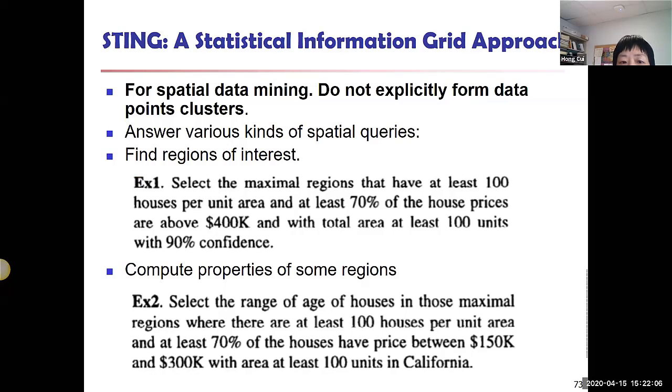So the idea is if you have a map, and on the map you have lots of houses and different regions that you have queries such as this to answer. Find regions of interest. Select the maximal regions that have at least 100 houses per unit area and a whole bunch of other statistical summary information that you want to fulfill. And the method can also be used to compute properties of a certain region.